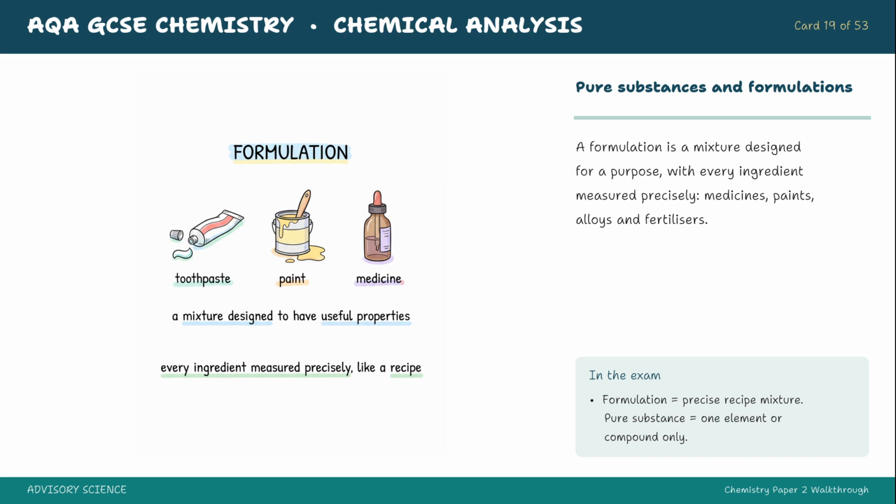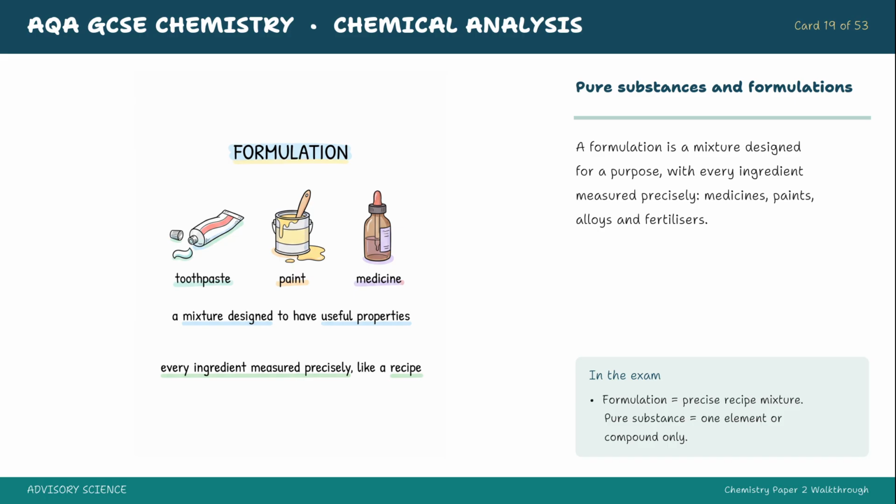A formulation is a very specific type of mixture that's been carefully designed as a useful product. In a formulation, every single ingredient is measured out precisely to ensure the product has the exact properties required. Examples include paints, medicines, alloys, and fertilizers.